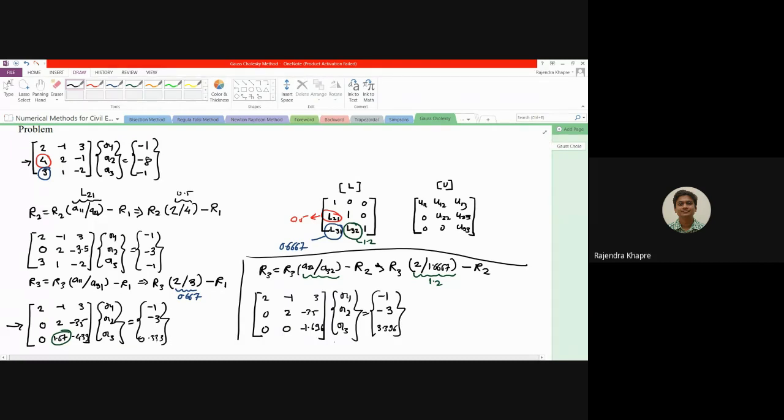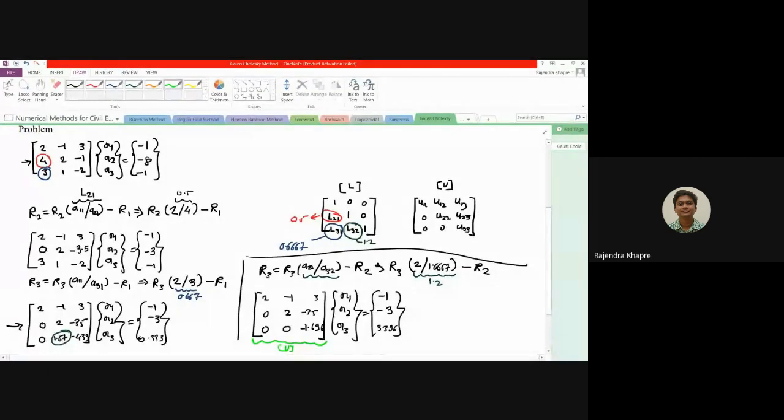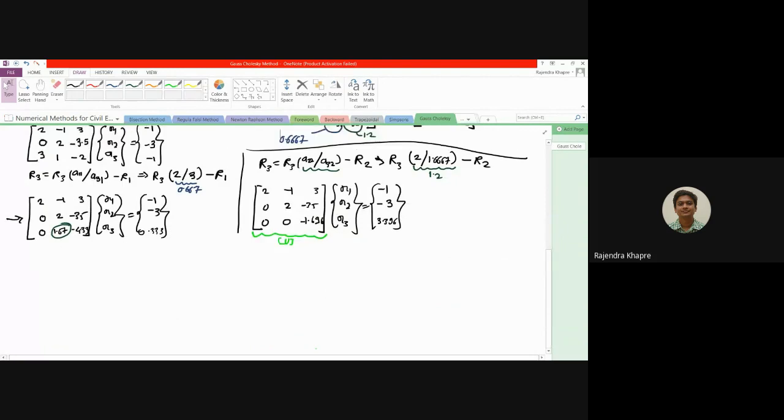Now, as far as U matrix is concerned, we started with the original matrix. We keep on reducing this, and ultimately the new matrix which is there with us is an upper triangular matrix where the lower triangle is already 0. So this matrix is nothing but your U matrix. So you already have U matrix and L matrix with you. This is how we break the given matrix into two parts.